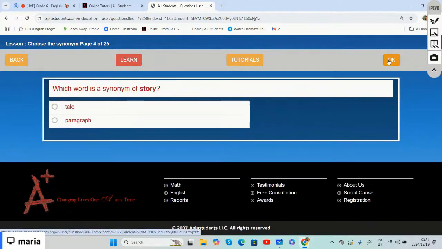Option two. A story. What is another word for a story? Is it option one, a tale, or option two, a paragraph? A story. Is it a tale or is it a paragraph? Which one is correct? So a tale or a paragraph.